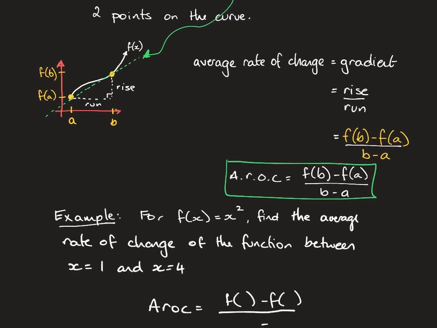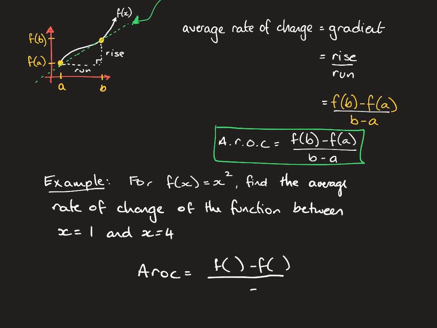So let's look at an example. For f of x is x squared, find the average rate of change of the function between x equals 1 and x equals 4. So you can see I've already written my average rate of change formula, and so I just need to fill in the two values. So I'm just going to sketch a little graph. You don't actually need to draw a graph, I'm just drawing a graph so that you can see what it is that we're doing.